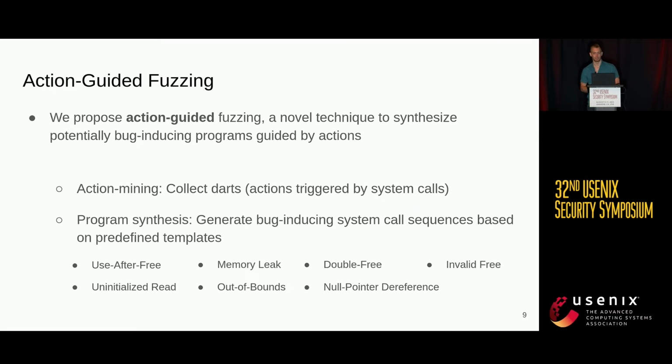Let's get to the actual technique now. Action-guided fuzzing is a novel technique to synthesize potentially bug-inducing programs. It contains 2 steps. First of all, action mining. Here we collect darts through coverage-guided fuzzing and then analyze them for relations based on some shared memory. The result, what we call groups, is given to the program synthesis, and we then use it to generate potentially bug-inducing system call sequences based on predefined templates. We have templates for these 7 common vulnerability types, but we also offer a DSL for the ability to extend these templates.